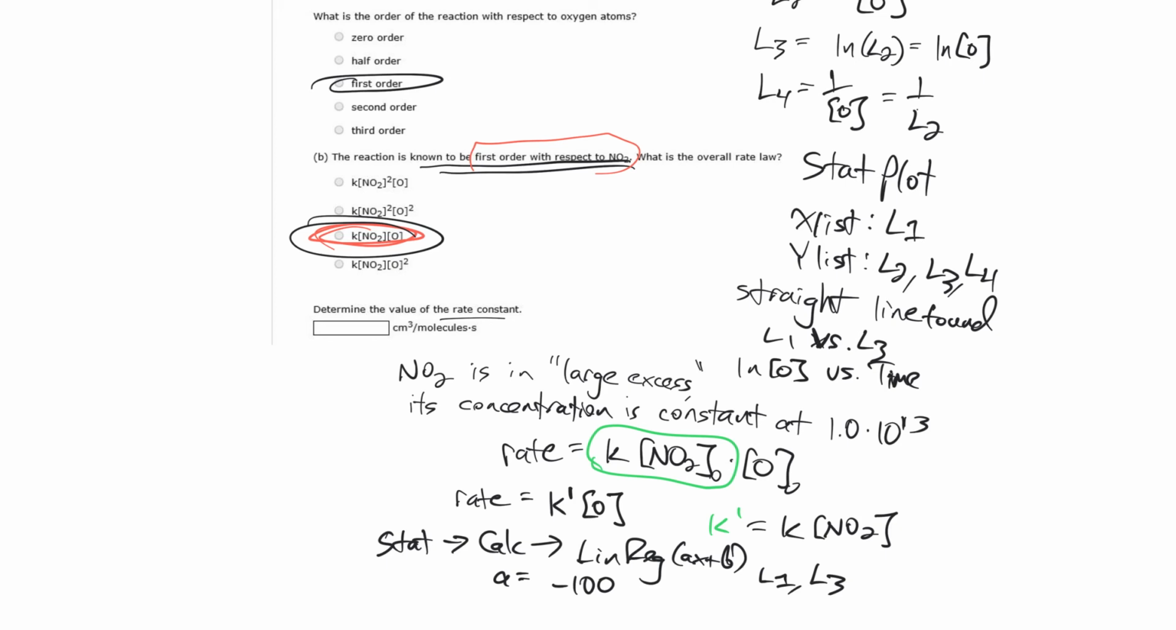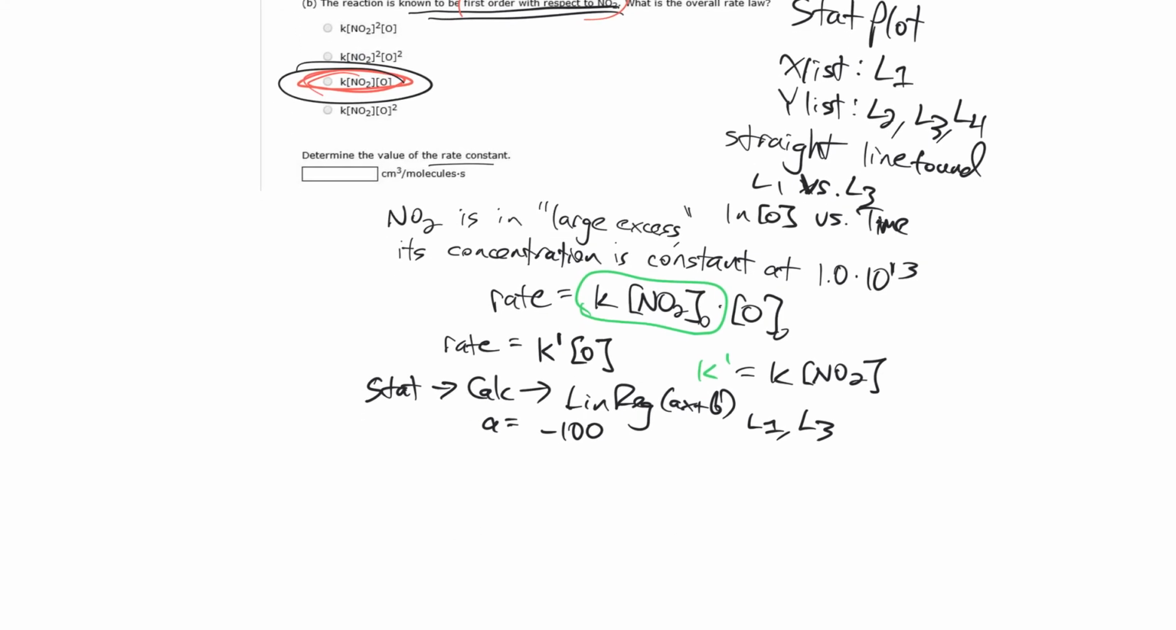Okay, so if the slope is negative 100, that means, if we go back to the integrated rate law, the slope is the negative rate constant, and that is negative 100. And this is all not K, but K prime. So K prime then is a positive 100 if we take the inverse of both sides.